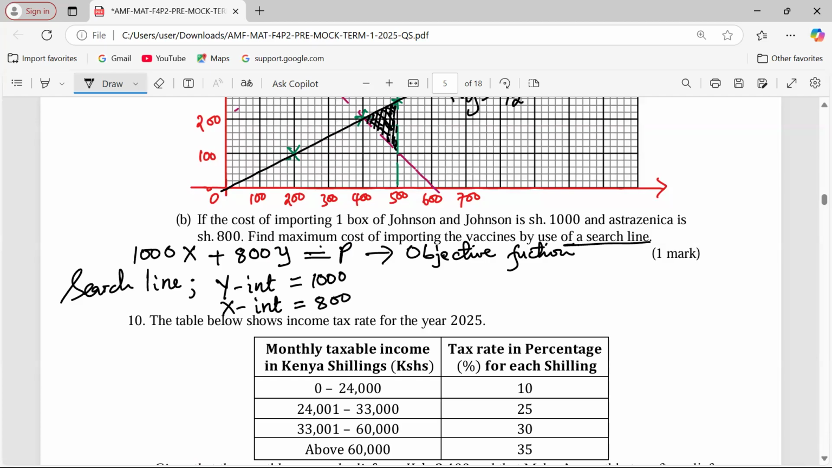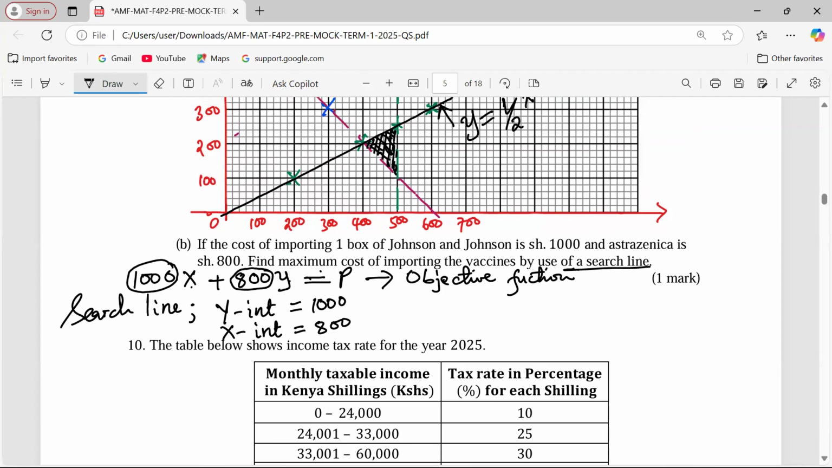So we usually interchange this. If the coefficient of x is 1,000, then we need a y-intercept of 1,000. If the coefficient of y is 800, then we need an x-intercept of 800. So that is the swapping that we do at that point to get a search line.